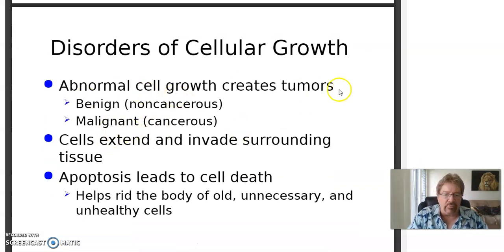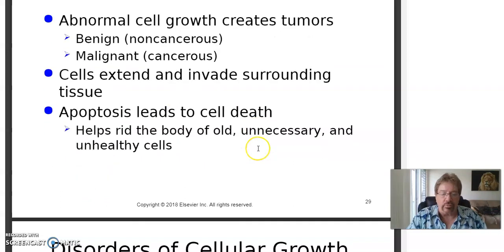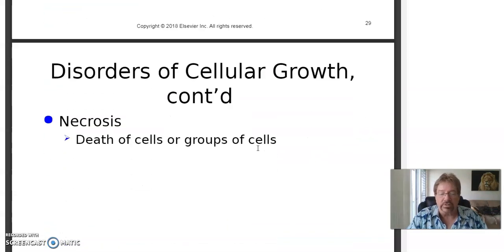If we have abnormal cell growth, we can create a tumor, guys. A benign tumor is a non-cancerous tumor. And of course, malignant is the term for cancerous. Cells extend and invade surrounding tissue. Apoptosis leads to cell death. Now, this is very important, and this is not a good place to put it. Apoptosis is a necessary cell death, where it takes care of old and unhealthy cells. It's a good thing. It shouldn't be put in here with the tumors, which are called neoplasms.